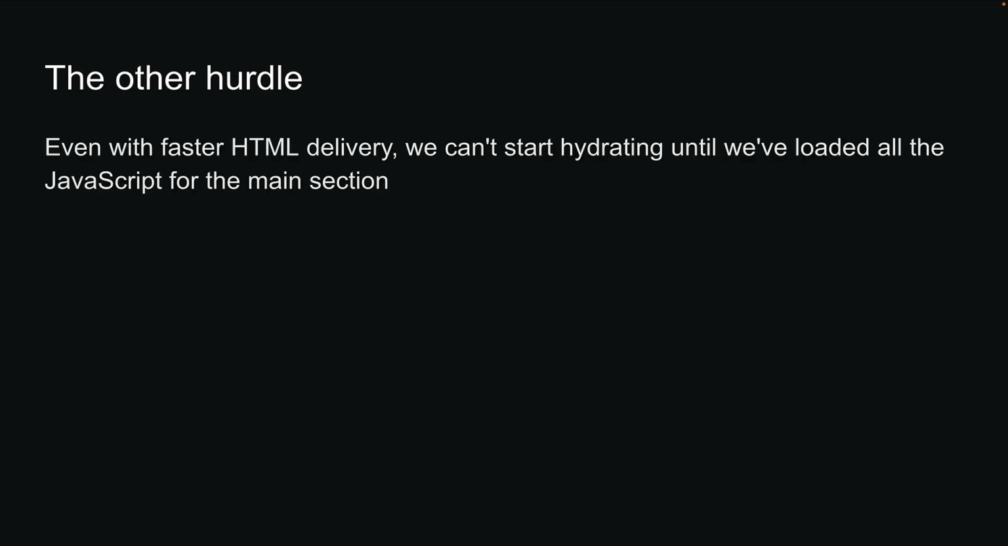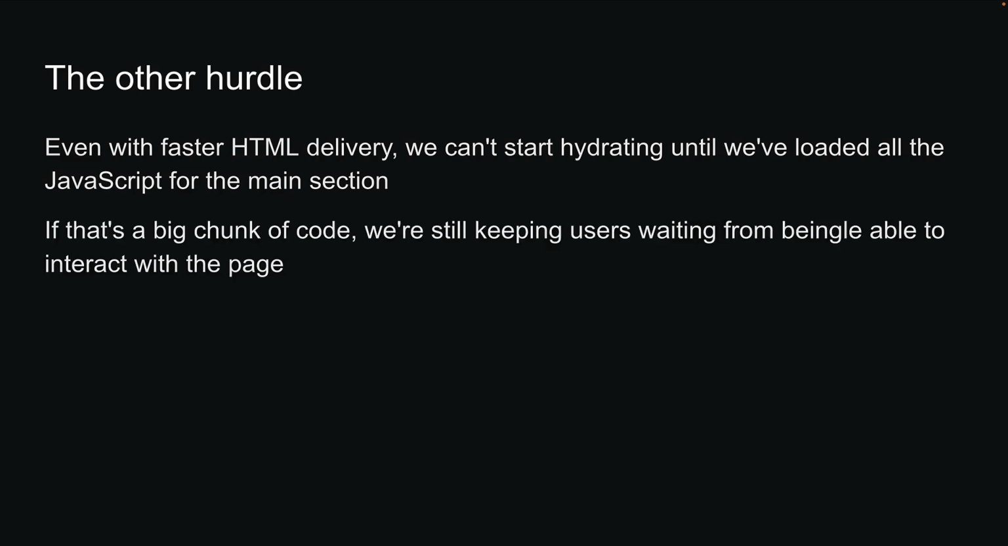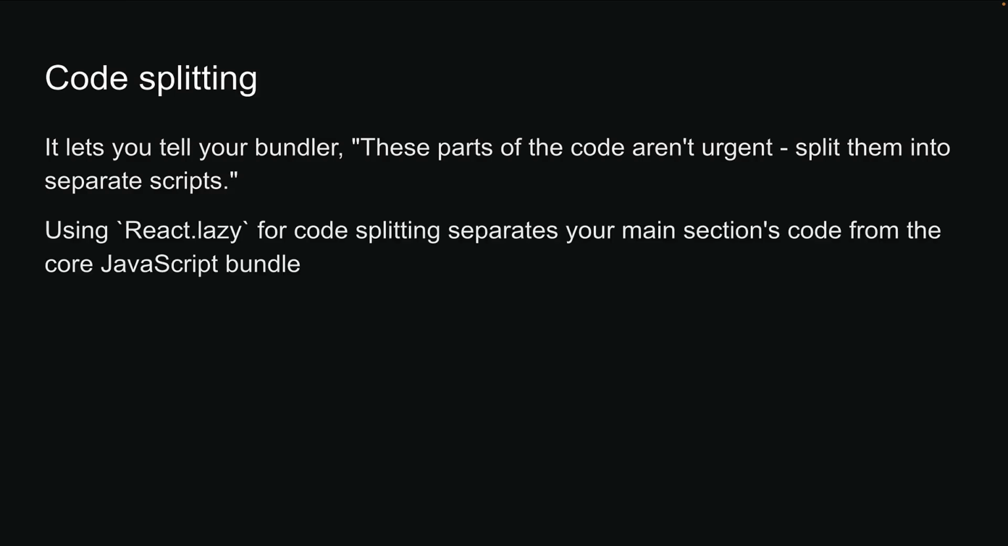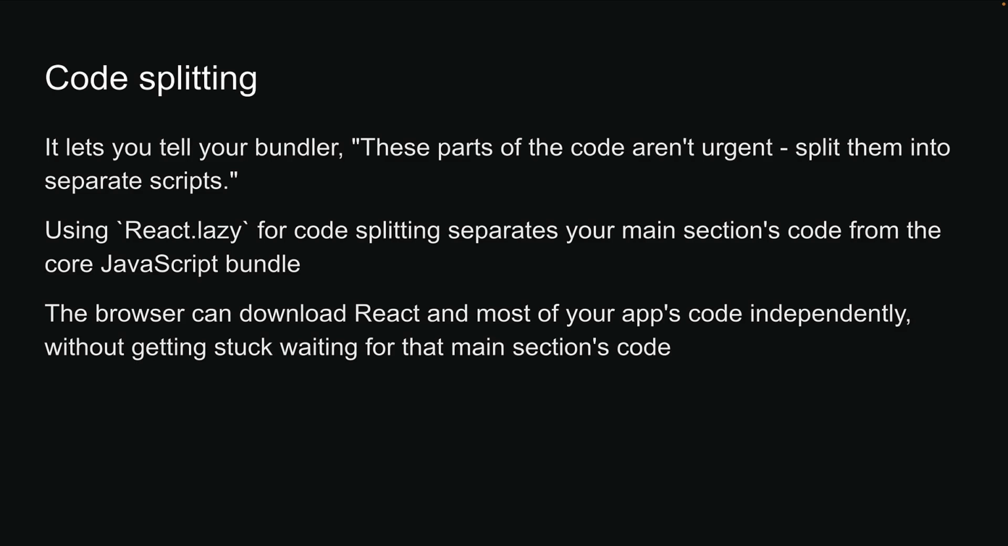But we still have another hurdle to jump. Even with faster HTML delivery, we can't start hydrating until we have loaded all the JavaScript for the main section. If that is a big chunk of code, we are still keeping users waiting from being able to interact with the page. To mitigate this, code splitting can be used. It lets you tell your bundler, these parts of the code aren't urgent, split them into separate scripts. Using React Lazy for code splitting is particularly powerful here. It separates your main section's code from the core JavaScript bundle. This means the browser can download React and most of your application's code independently without getting stuck waiting for that main section's code. And here's where things get really interesting.